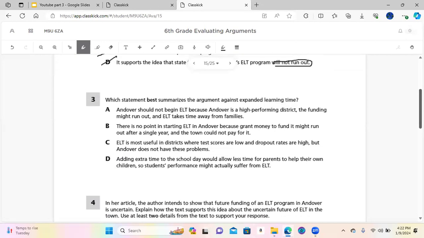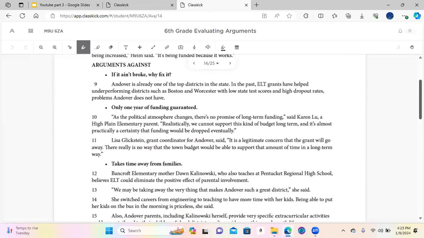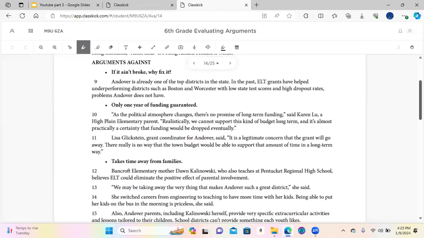Now let's look at number 3. Which statement best summarizes the arguments against expanded learning time? Against expanded learning time. So we're looking at all these arguments. If it ain't broke, why fix it? So in this one, they're saying if the school is already on top and doing well, why do we need to extend? Why do we need to extend the day? And then the second one, only 1 year of funding is guaranteed.